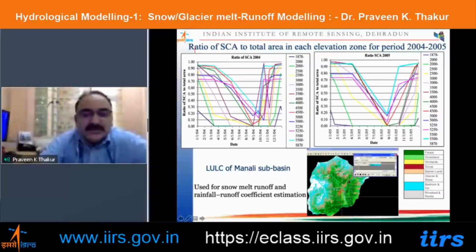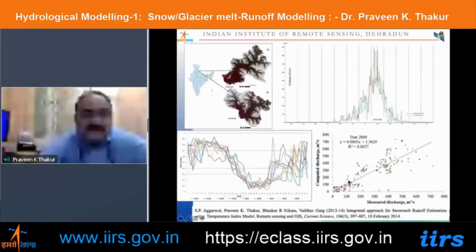And this is the example of published work where we did this study in 2013-14, where the snow melt runoff modeling was done using WinSRM for the basin and Alaknanda basin. And this calibration and validation was done using the observed data at Joshimath as well as at Uttarkashi.